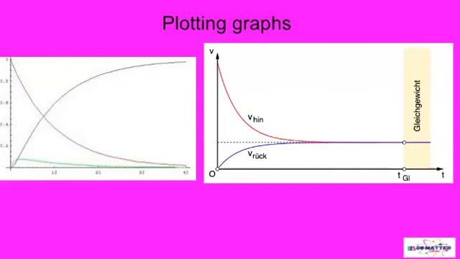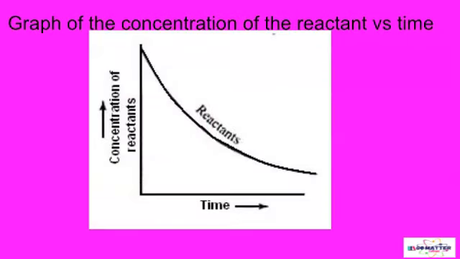Plotting graphs. Graph of concentration of the reactant versus time. We start with the highest concentration of the reactant. Hence, the reaction rate is the greatest at the beginning of the reaction.